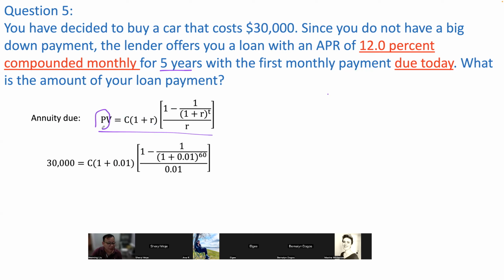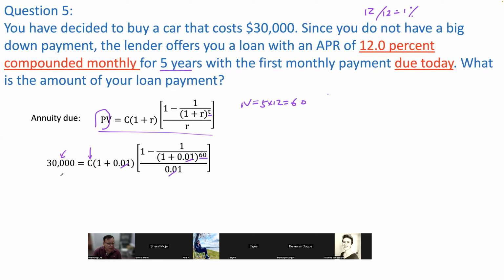So my present value is the value of the car, 30,000. And I want to know the equal payment C. And this is compounded monthly, so I take 12 divided by 12. So the interest rate is 1%, so here I use 0.01. And the number of payments is 5 years, n equals 5 times 12. So that's 60. So here is 60.